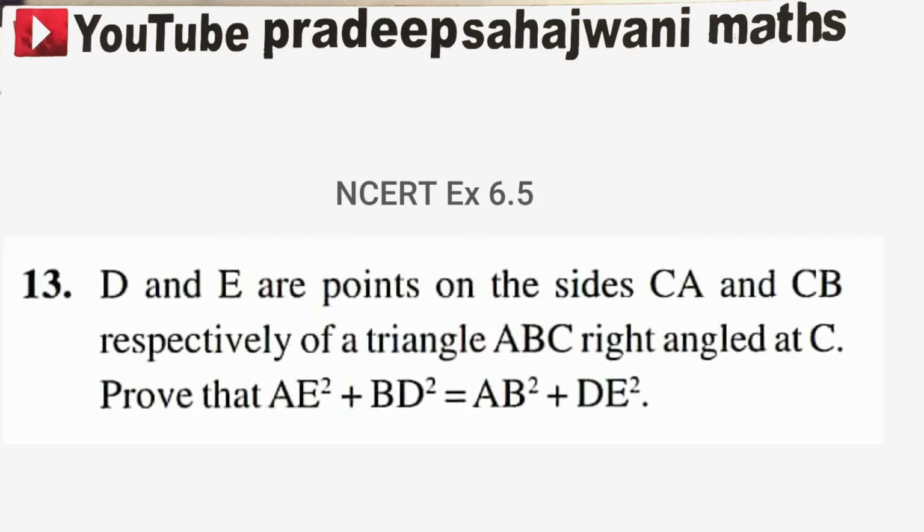Class 10th, let us solve the next important question of similar triangle today. Question number 13. D and E are the points on the side CA and CB respectively of triangle ABC, right angle at C. Prove that AE square plus BD square is equal to AB square plus DE square. The figure is not given in the question. We have to draw the figure. Let us solve the question.